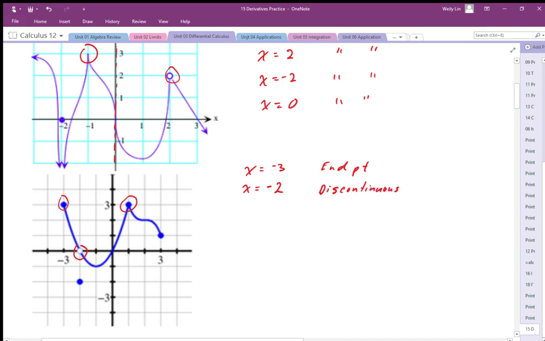Here there's a kink in the graph at x equals 1. So there's an abrupt change in the slope, so it's not differentiable at that point. And at x equals 3, we cannot differentiate endpoints.